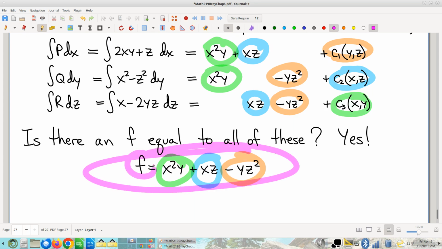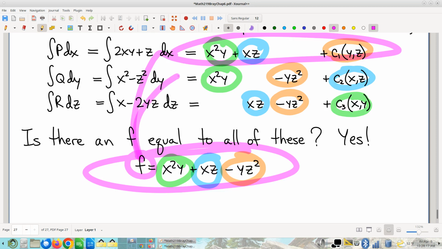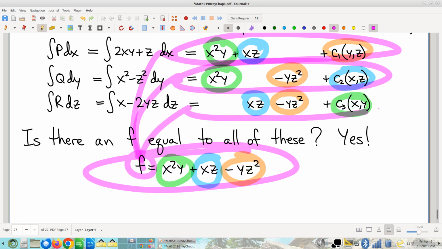this thing here that I'm calling f is equal to all three of these things, and we win the game, and we have ourselves an antigradient. Everybody see how that game works?